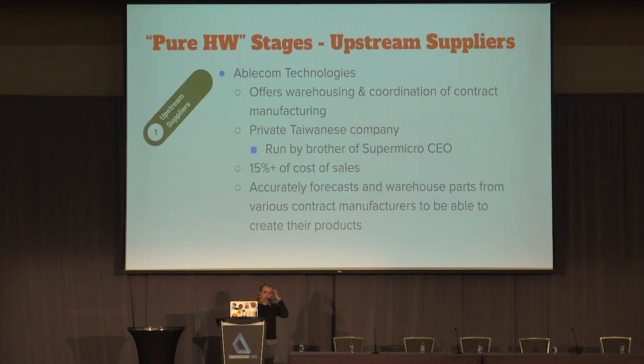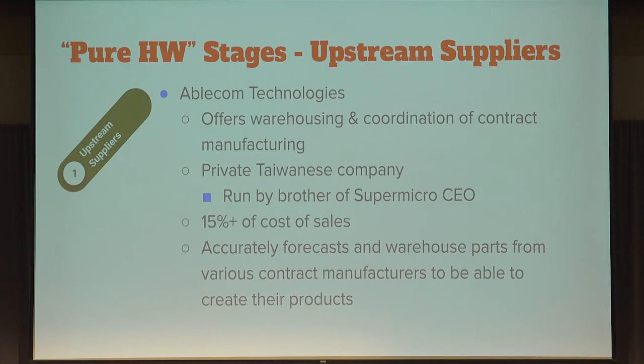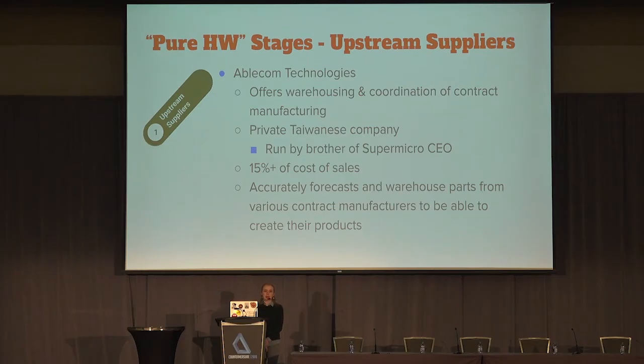So Ablecom Technologies, which is the Taiwanese company that I mentioned, is actually run by the SuperMicro CEO's brother, which I thought was funny. And they actually only offer warehousing and coordination. So they're the ones who manufacture the device, but in fact, they don't do any of the manufacturing. And they take up 15% of the cost of sales. So they have a pretty big stake in the success of the company, in the success of the chip. And they basically do warehousing accuracy and forecasts. So they determine where different parts are and where the best place to manufacture certain components is at that given time.